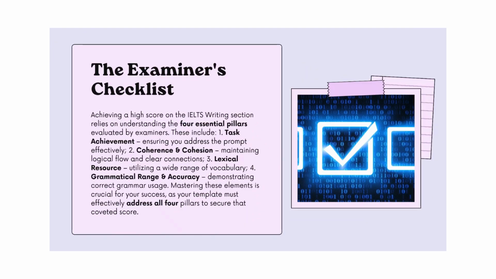Before we get to the templates, you need to understand what the examiner is looking for. They're not just reading your essay. They're checking off four specific boxes. First, task achievement. Did you answer every part of the question? Second, coherence and cohesion. Are your ideas logical and connected? Third, lexical resource. Did you use a range of vocabulary? And finally, grammatical range and accuracy. Did you use varied and correct grammar? Your template is a tool that ensures you meet all four criteria every single time.